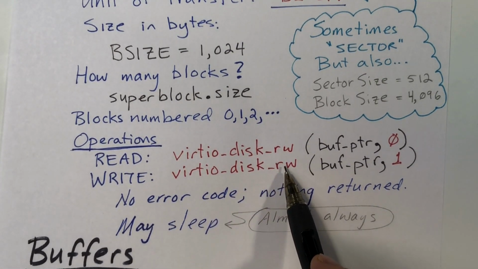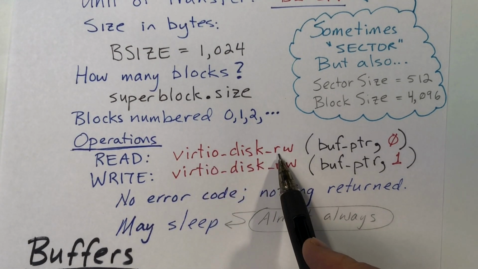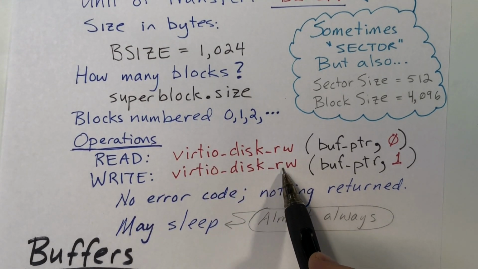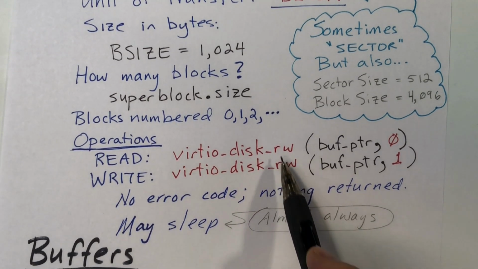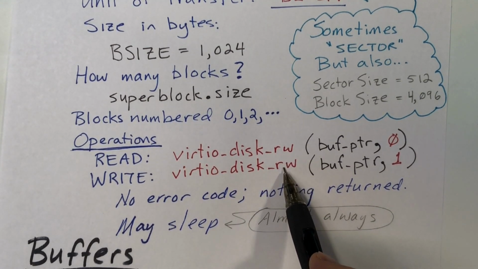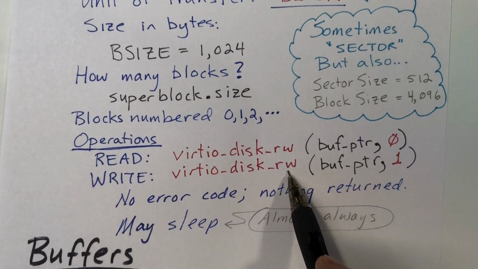Another thing that's important to remember or to know is that this function will not reorder the operations. It will do them in exactly the order in which this function was called. And we'll see later that that's important when it comes to atomic transactions. But for now, just remember that it does the operations in the order in which the function is invoked.